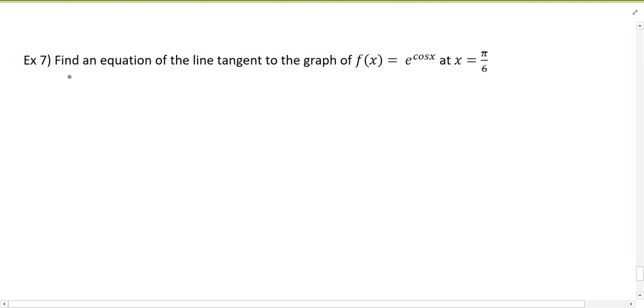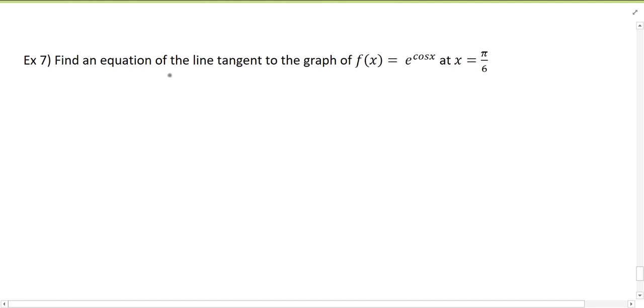In this video, we're going to continue our discussion of the chain rule. This is part 3 of the chain rule video series. So for this example, find an equation of the line tangent to the graph of this function e to the cosine x at x equals pi over 6.